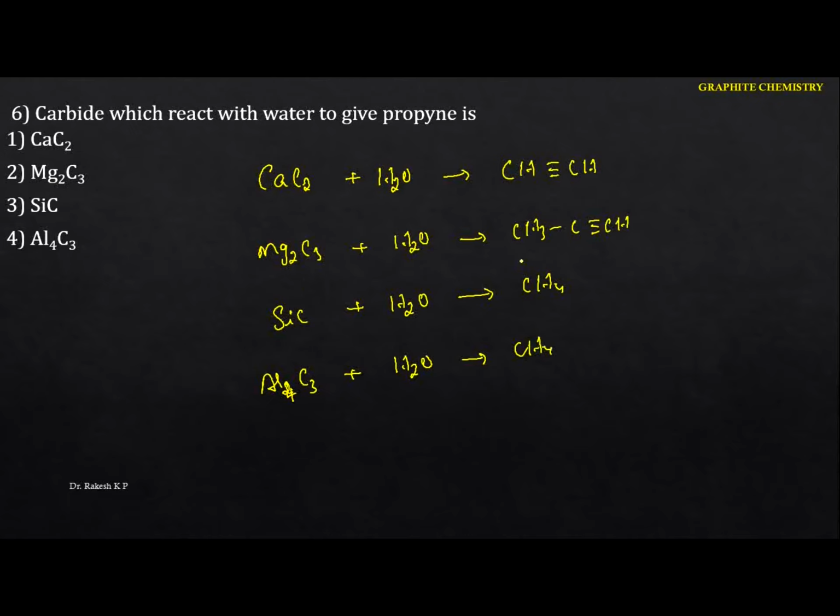But the byproduct will be the metal hydroxide here. Here we got ethane, and here we got propyne, and in both the other cases we got methane. That means when magnesium carbide undergoes hydrolysis, you get propane. Hence in this case the option is the second one. Okay, so next one.